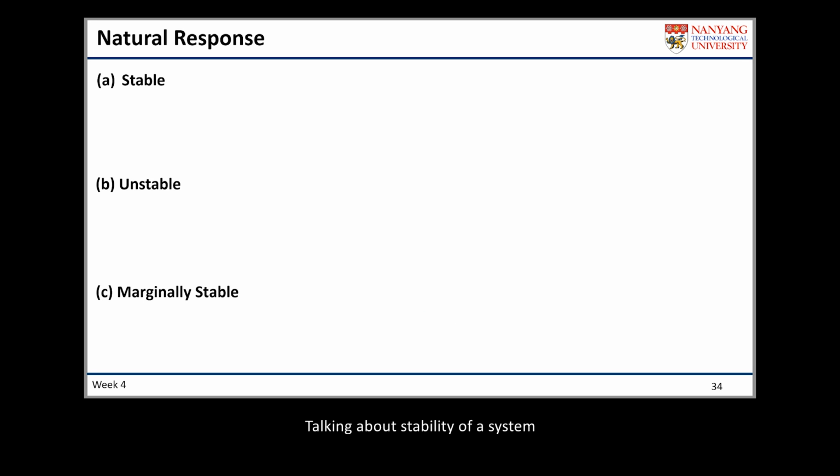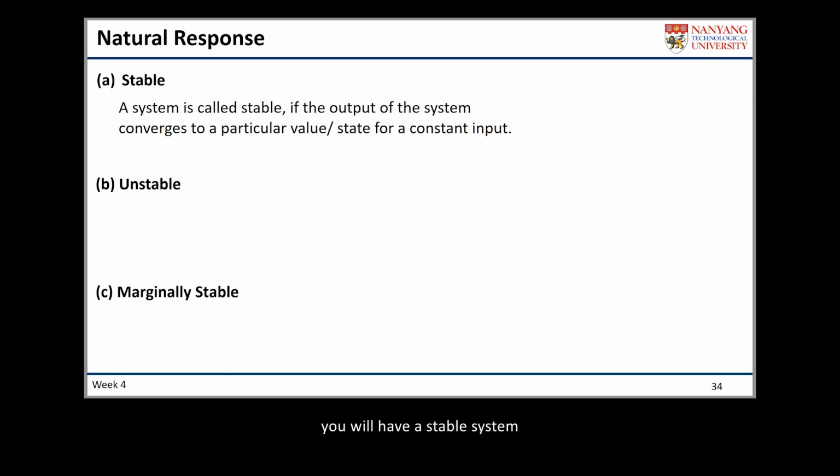Talking about stability of a system, I can classify a system into three types. The first one is a stable system. You will have a stable system if the output of the system converges to one single value. An example of a stable system is when you have a response like this. In time, the output will converge to one single value.